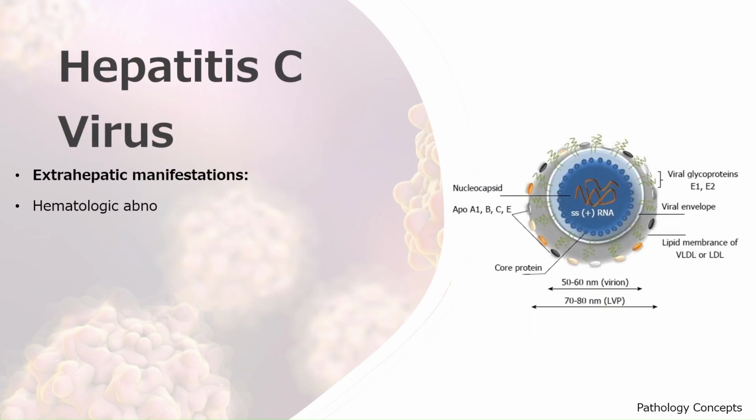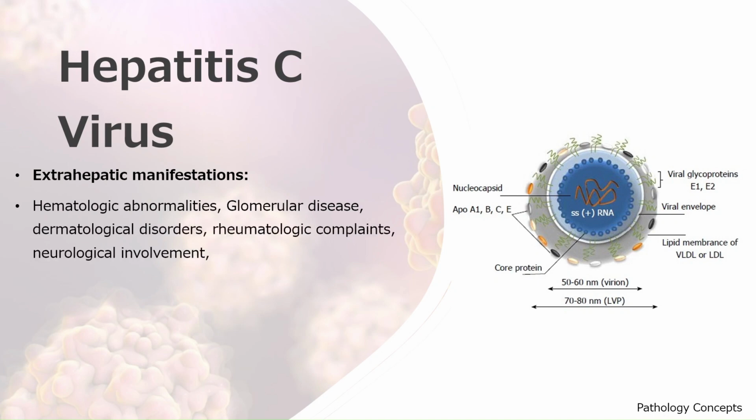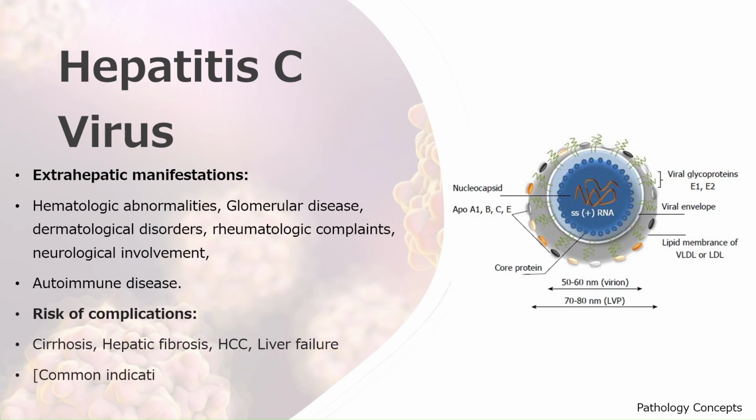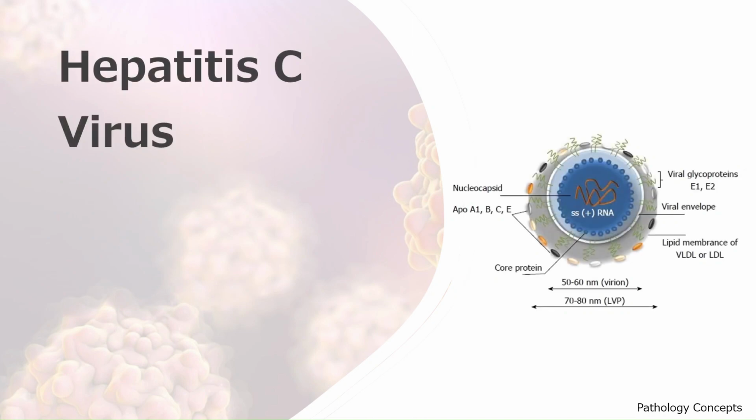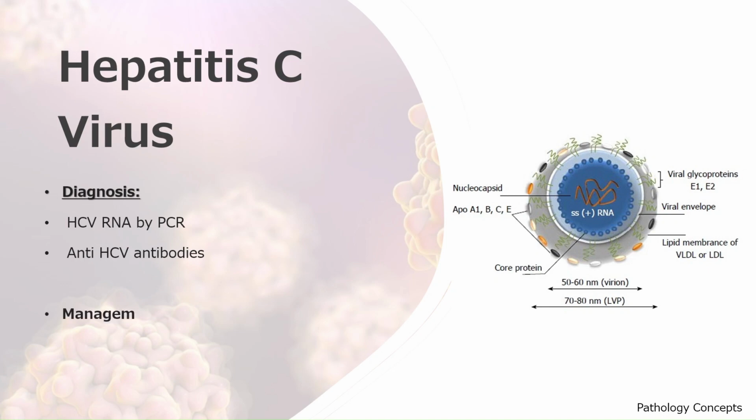Extrahepatic manifestations include hematological abnormalities, glomerular disease, dermatological disorders, rheumatologic complaints, neurological involvement, and autoimmune diseases. The risk of complications includes cirrhosis, hepatic fibrosis, hepatocellular carcinoma, liver failure, and it is a common indication for liver transplantation. The diagnosis of hepatitis C is routinely done by anti-HCV antibodies and HCV RNA PCR. Management includes antiviral drugs.